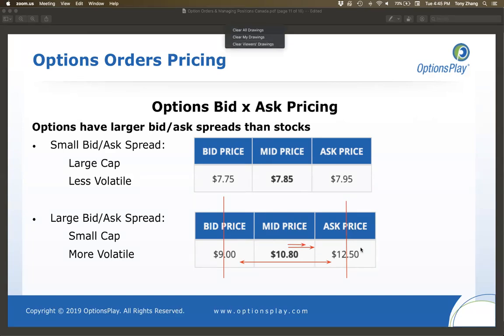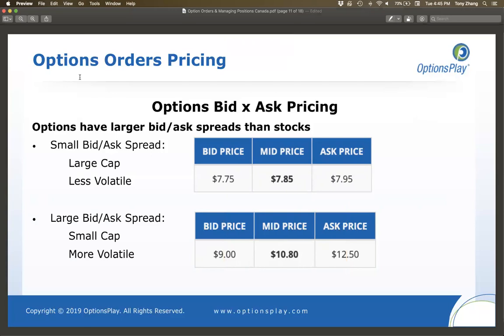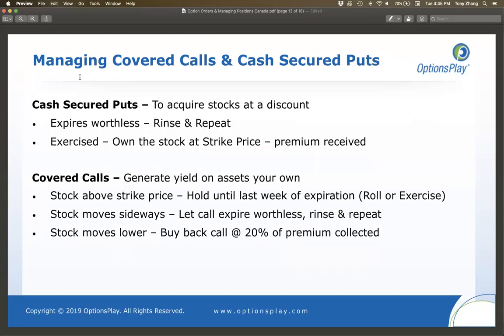So when you see these large spreads, don't be afraid to place a limit order. Don't let the fact that it's a large spread scare you away from trading. Don't be afraid to do a little price discovery. Say, well, guess what? I'm not willing to pay $12.50, but I'll pay $11 or $11.20. See if anyone bites. Many times you'll see that the market makers will bite, especially if the stock itself is relatively liquid. So keep that in mind when you're placing these orders. So that covers my segment on placing option orders and how to price your option orders in the market.